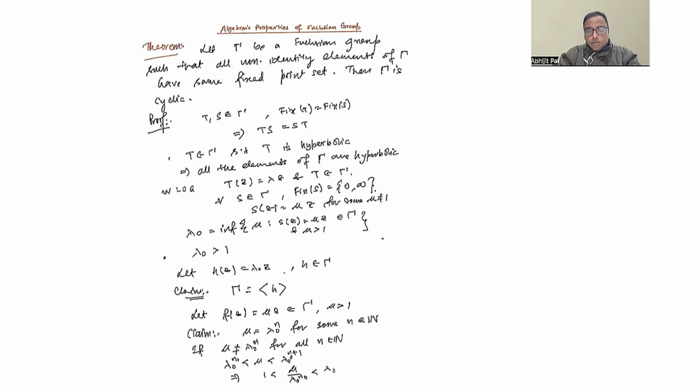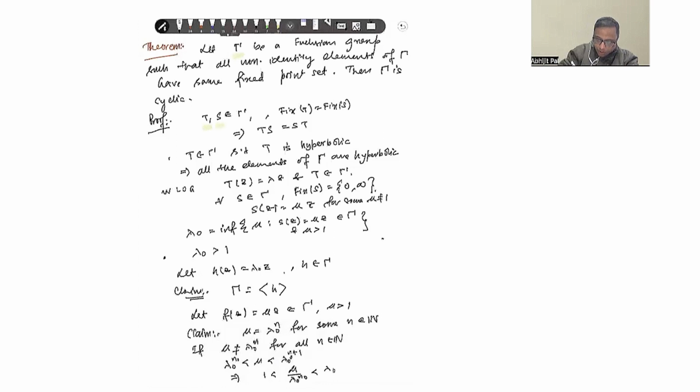Let us begin with a Gaussian group gamma, and we have assumed that if I take two elements T and S, such that they are not identity and the fixed point set of T is the same as the fixed point set of S, then by our previous lemma done in the previous class, T composed with S is equal to S composed with T. So T and S commute with each other. So T belongs to gamma.